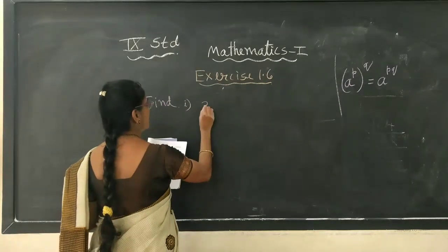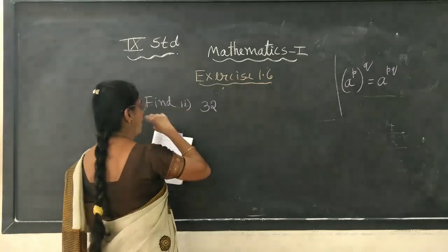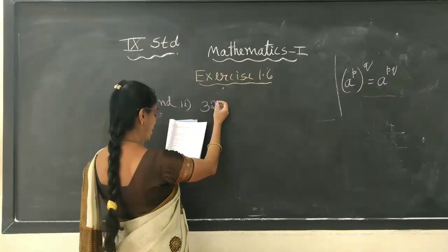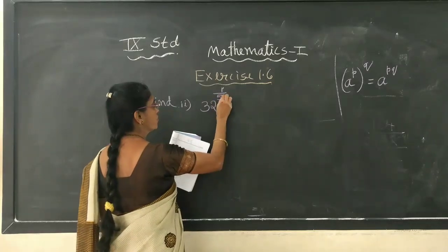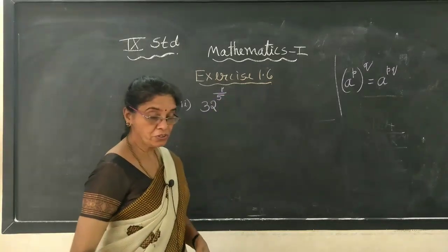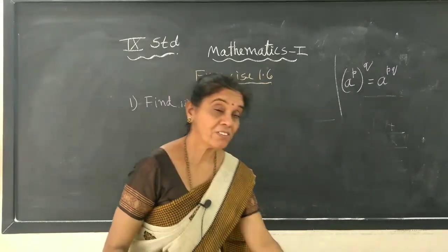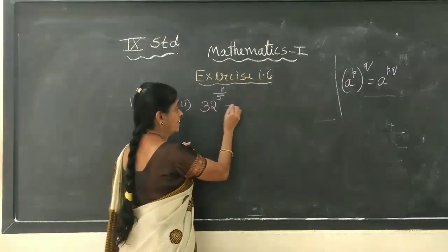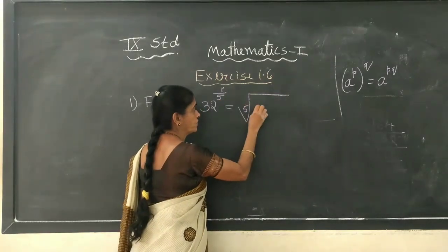Second one, 32 to the power of 1 by 5. Now, do you know what the exponential form actually means here? It is the fifth root. So it is the fifth root of 32.